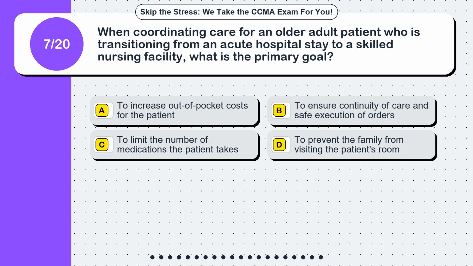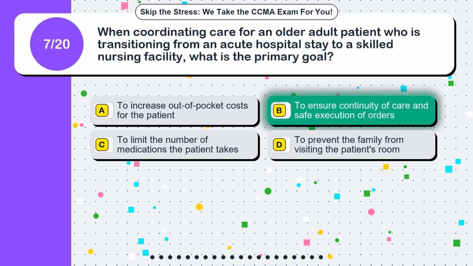Question 7. When coordinating care for an older adult patient who is transitioning from an acute hospital stay to a skilled nursing facility, what is the primary goal? Option A. To increase out-of-pocket costs for the patient. Option B. To ensure continuity of care and safe execution of orders. Option C. To limit the number of medications the patient takes. Option D. To prevent the family from visiting the patient's room. The correct answer is option B. To ensure continuity of care and safe execution of orders.